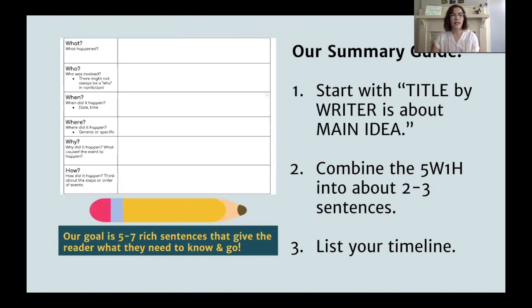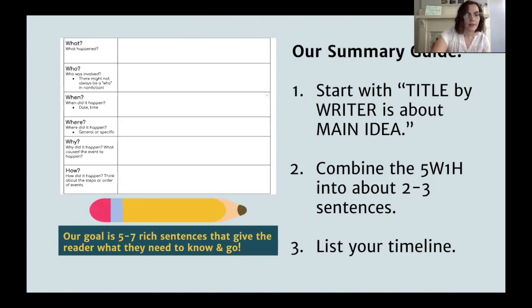For our summary, the guide that we'll use is starting with a sentence frame. We'll say the title by the writer is about, and our main idea. After that, what's going to follow are our supporting details, which we've put into the 5W1H framework. You could do one sentence for each, but what we can do as more sophisticated writers is put it into about 2 to 3 sentences, putting all that information into a nice little package. After that, if you have a timeline, this is where your timeline will go.